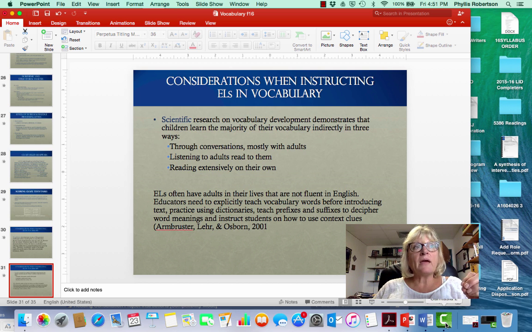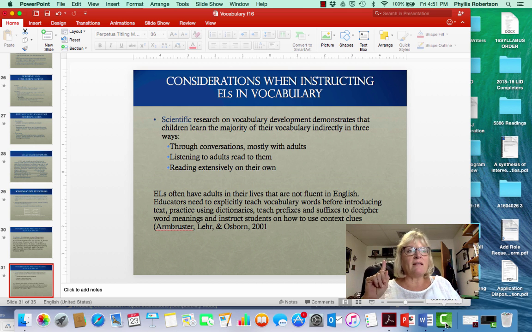So we know that most children develop vocabulary in one of three ways. They listen to conversations and have conversations with adults.